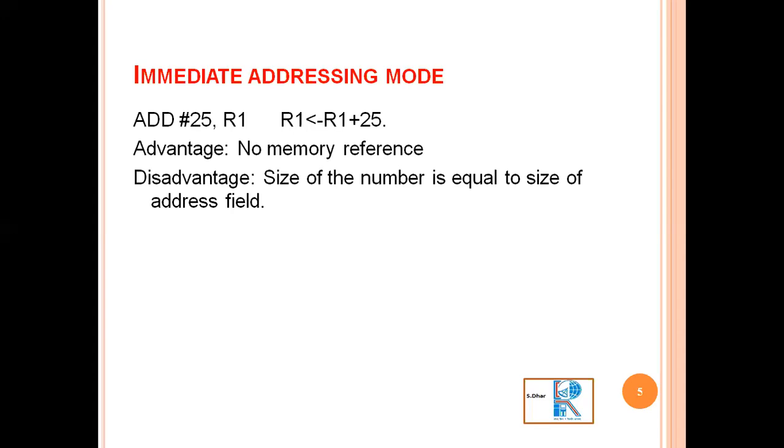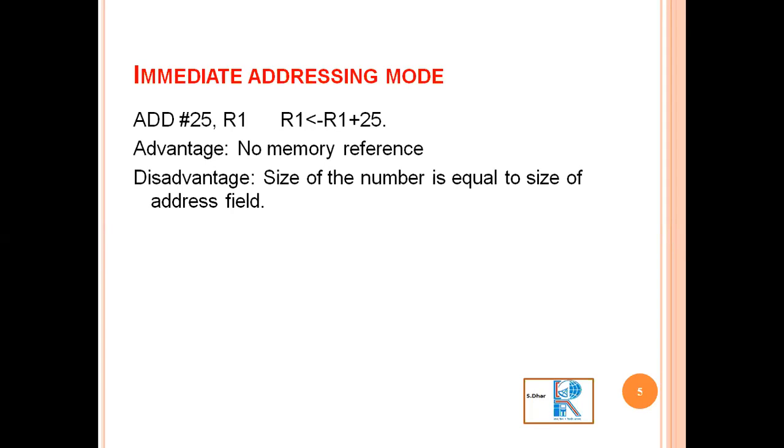Again, I am repeating that it is where the data itself is mentioned in the instruction. What is the advantage of this type of instruction? The advantage is that there is no memory reference. Why is this an advantage? Remember that when I give any memory reference in the instruction, the processor has to first fetch the instruction, then it has to fetch the data from the memory.